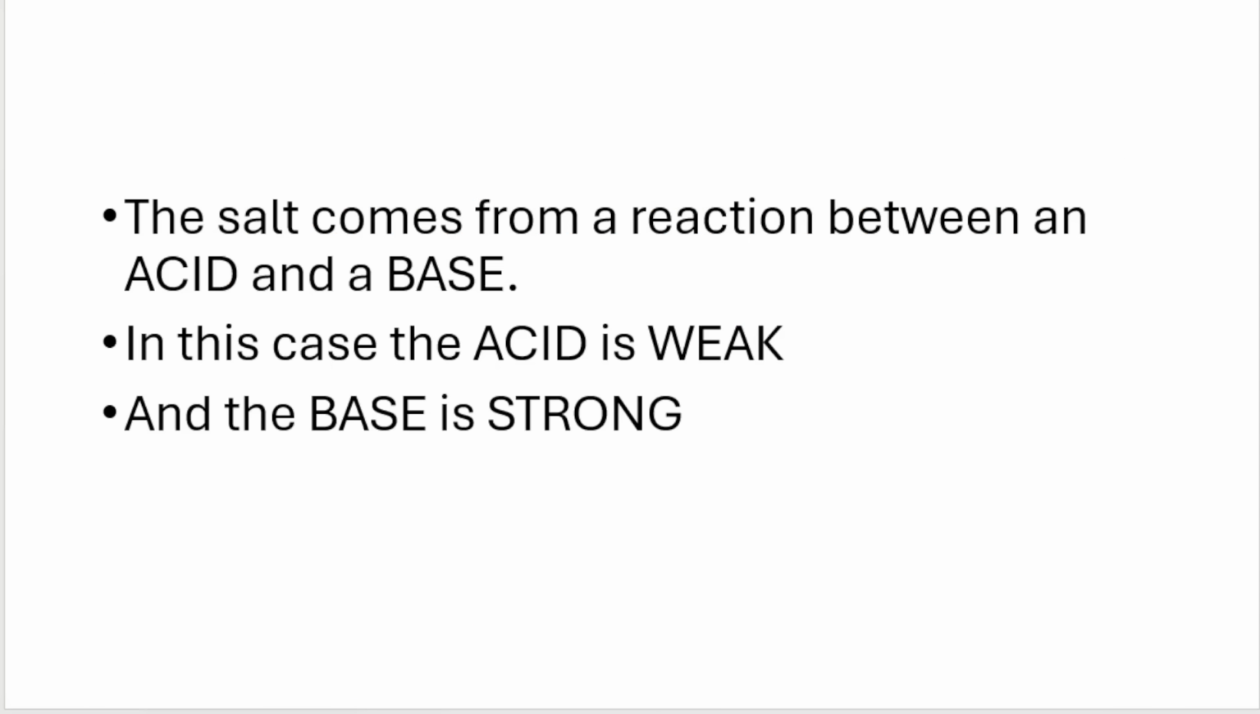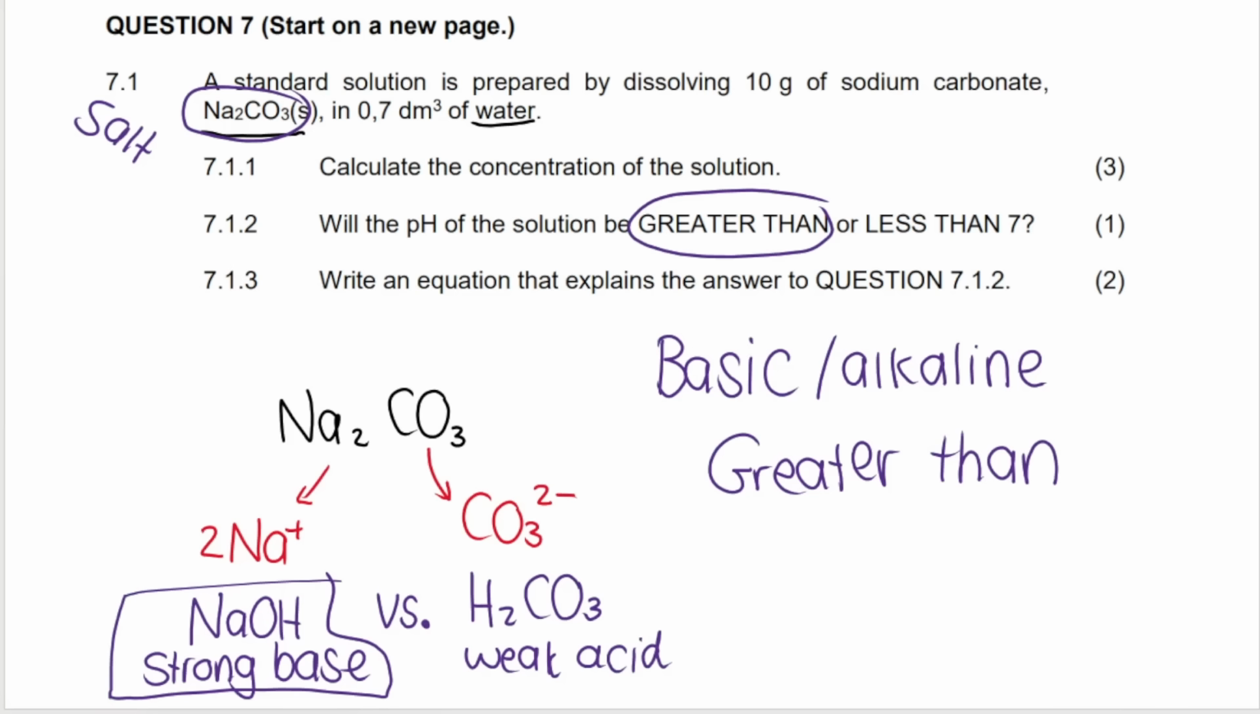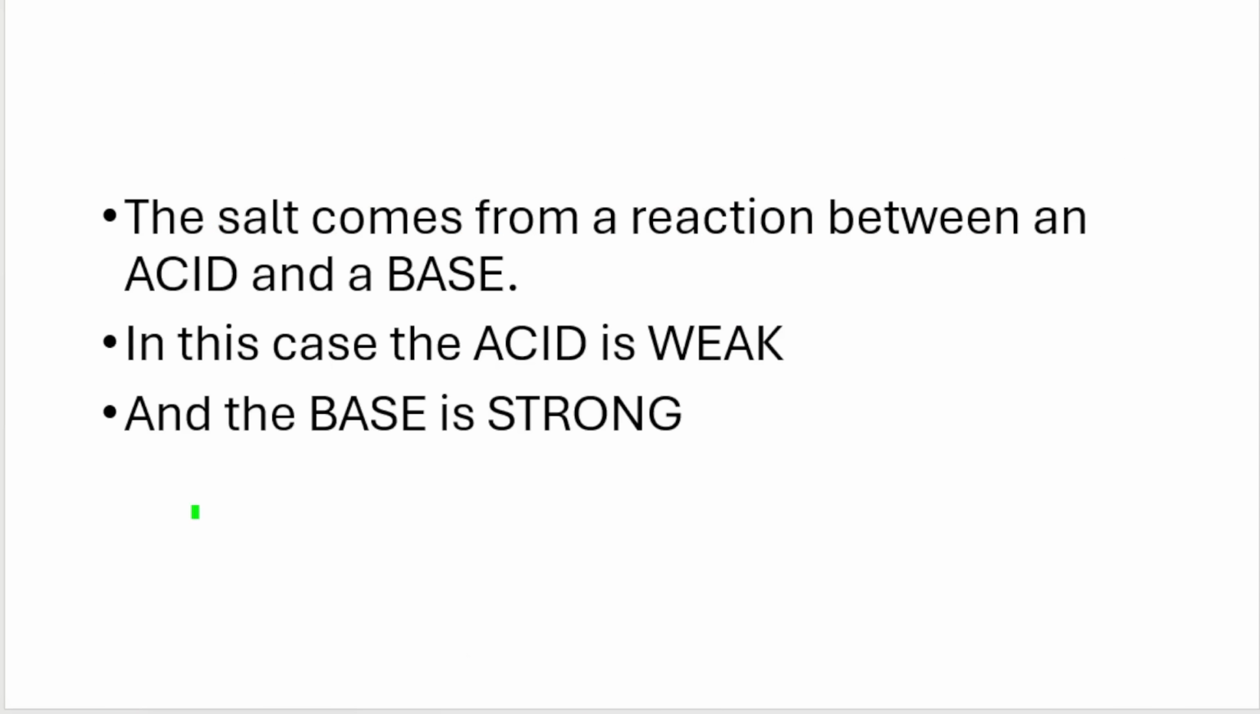So generally speaking, the salt comes from a reaction between an acid and a base. In this case, the acid that produced this salt is carbonic acid, a weak acid, and the base that produced the salt is the NaOH, which is a strong base. The acid is weak, the base is strong. The strong one will be the winner, and because the base is the winner, that means that the pH will be greater than 7.